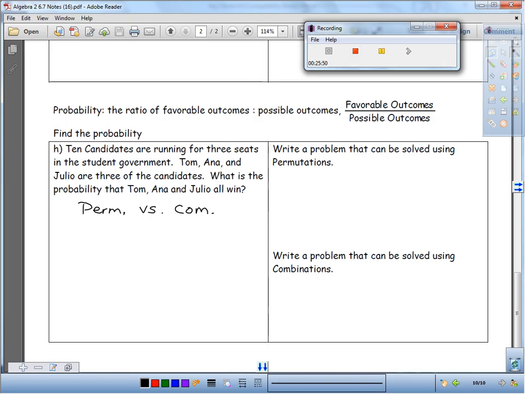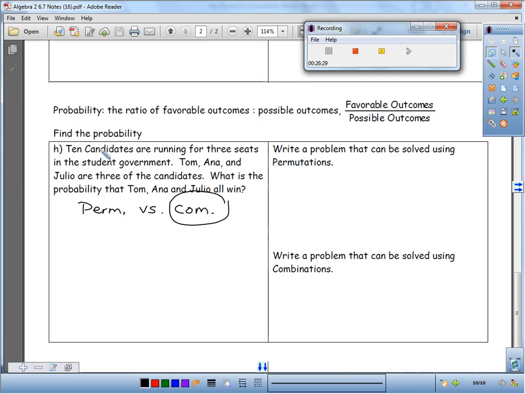Is this permutations or combinations? Does it matter which order I get picked in? Doesn't matter, I get to be on student council. It doesn't talk about being president, vice president, or secretary. Now, if they changed it to president, vice president, and secretary, then order would matter because I'd care which one I got. But this is just being on student council, so this would be a combination because it doesn't matter who gets chosen first, second, or third.